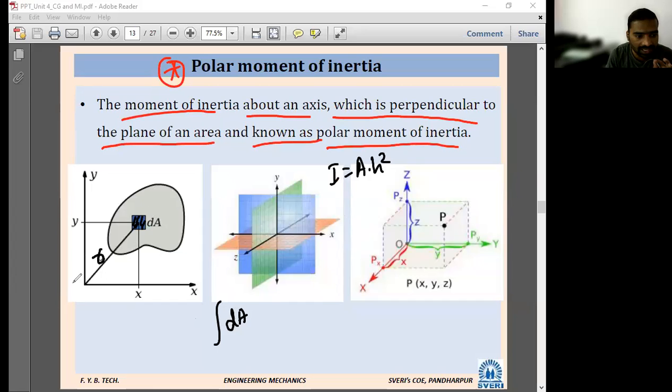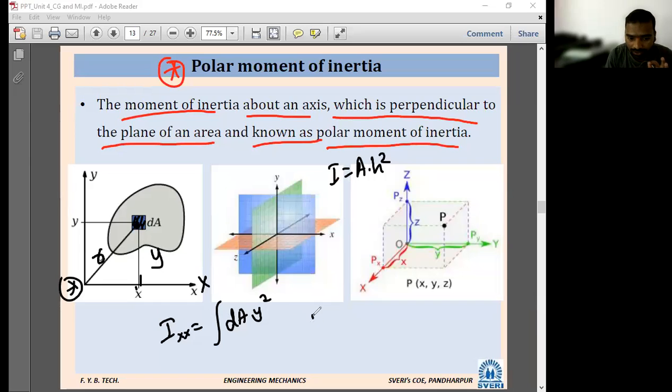अभी देखो, this is x axis, correct? Okay. I want to find out the moment of inertia about x axis. Integration of dA into what is the distance between the centroid from the x axis. इधर से इधर कितना distance है? This is y into y square. That's what I have written.